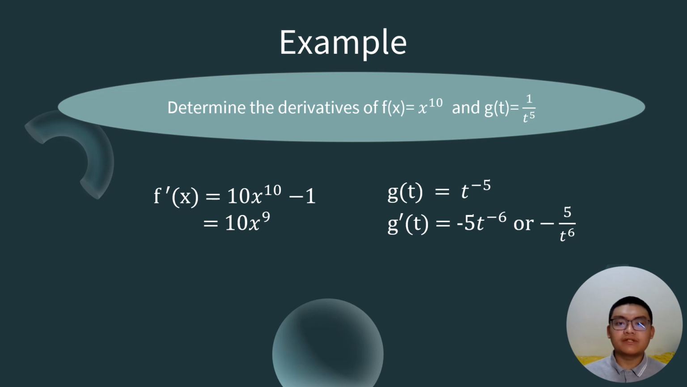Then, for g of t equals t to the power of -5, g prime of t equals -5 times t to the power of -5 minus 1, which is -5 times t to the power of -6. Or we can also write it as g prime of t equals -5 over t to the power of 6. So the derivative of g of t can be written as -5 times t to the power of -6 or -5 over t to the power of 6.